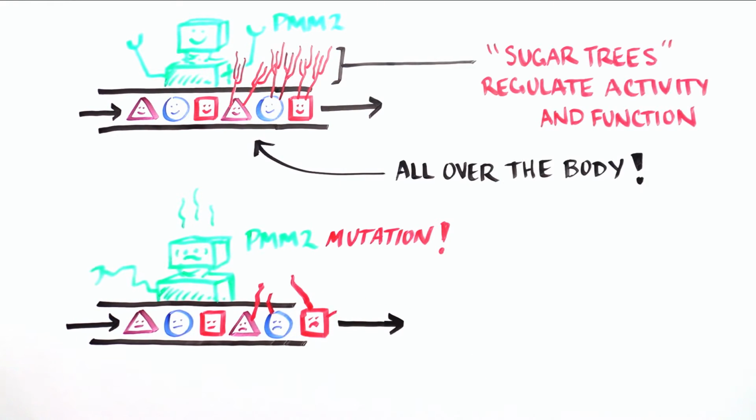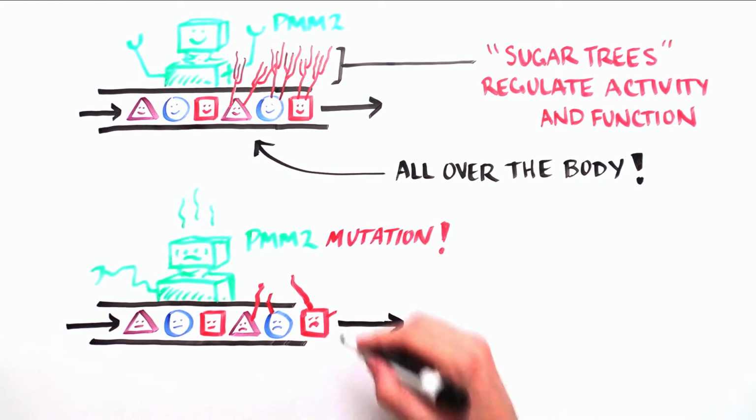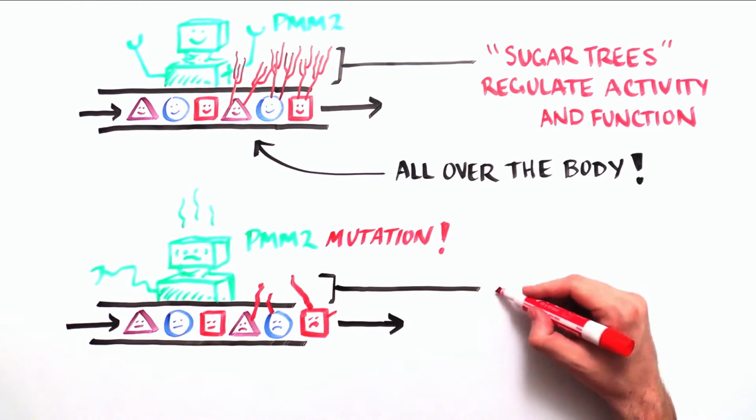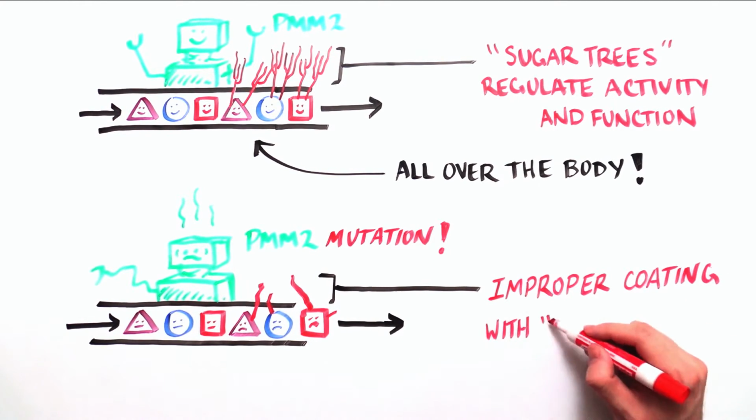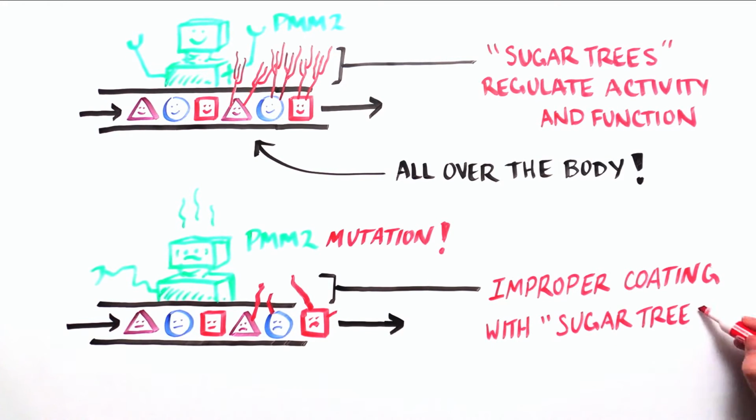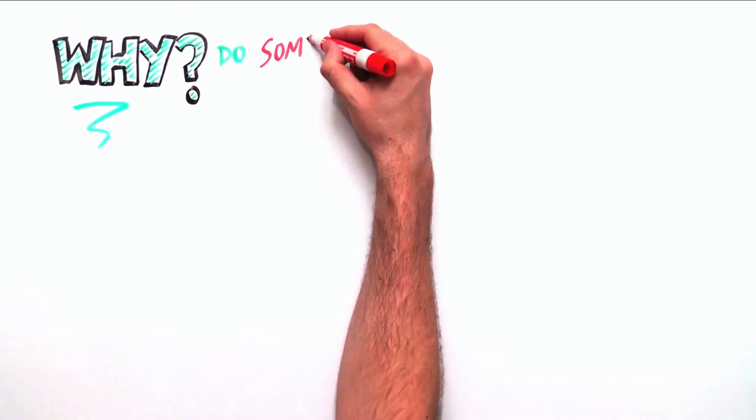Having the right parts is as important for robot function as having the right sugar trees is for regulating the activity and function of proteins, enzymes, and hormones. In CDG patients, the sugar trees can be incomplete or absent altogether. But why do people get PMM2 CDG?